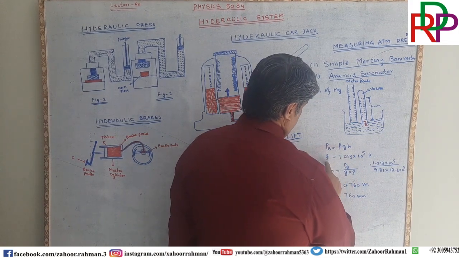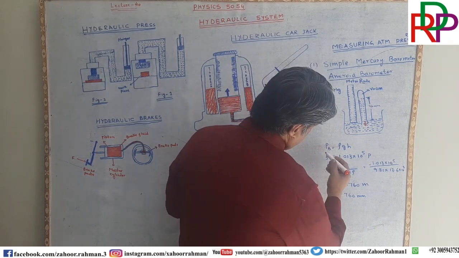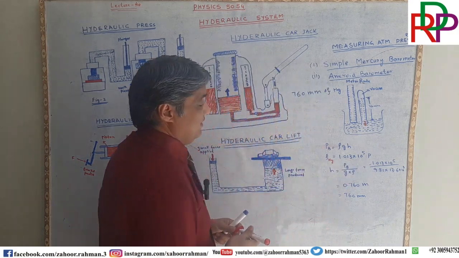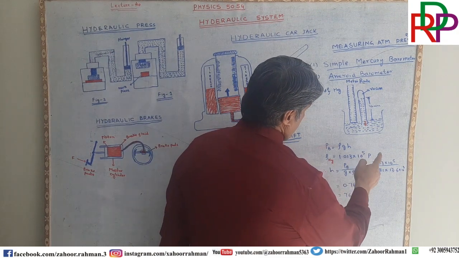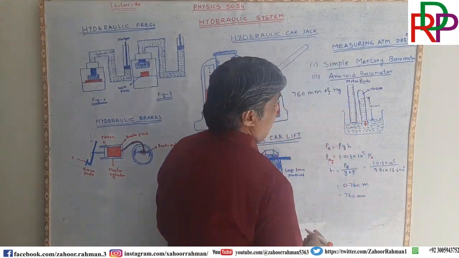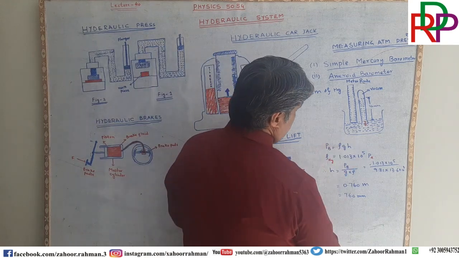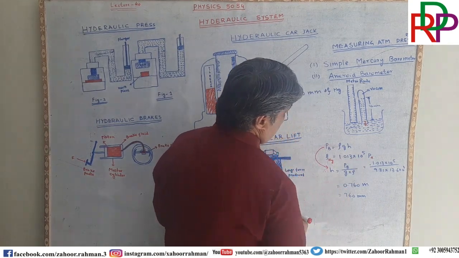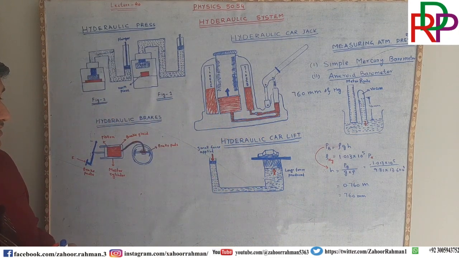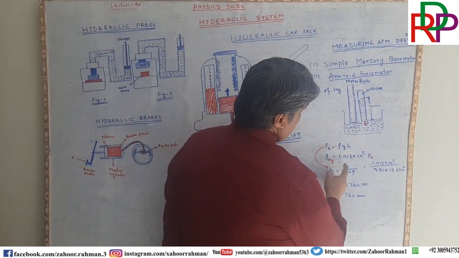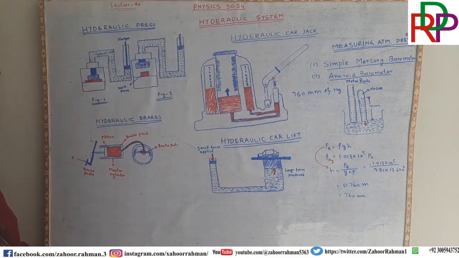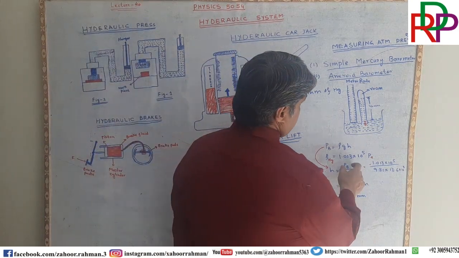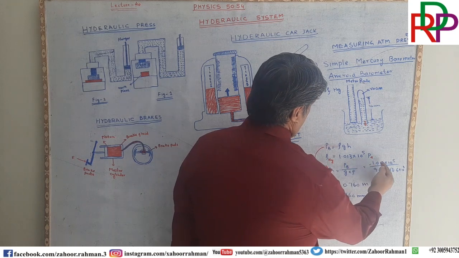You must keep in mind that rho of Hg times g times h is equal to 1.013 into 10 raised to the power 5 Pascal. Ladies and gentlemen, from this formula we can get this one. We make h the subject, and these two terms, rho and g, when going to the other side, will be in the denominator position. Now we have to put these values inside.